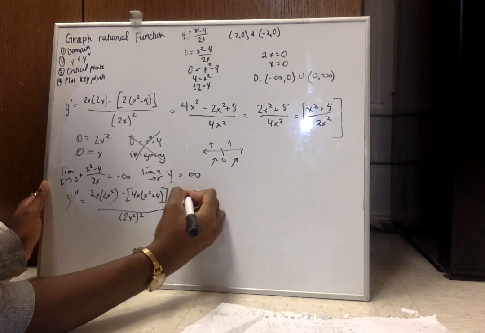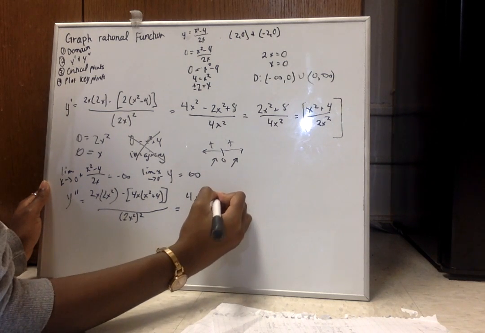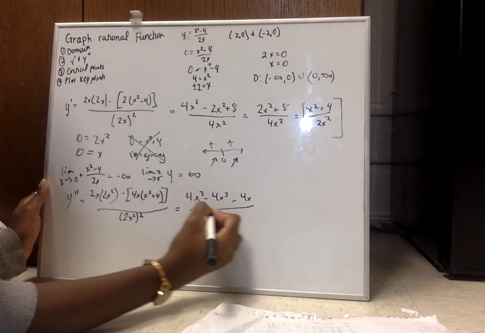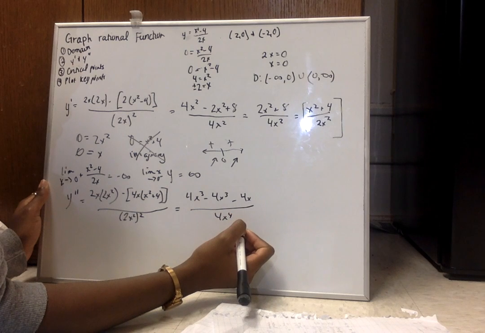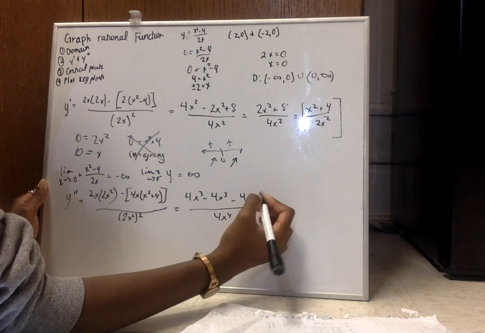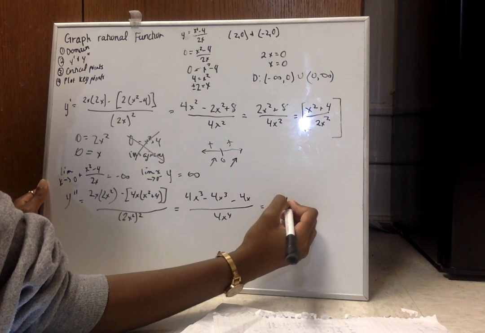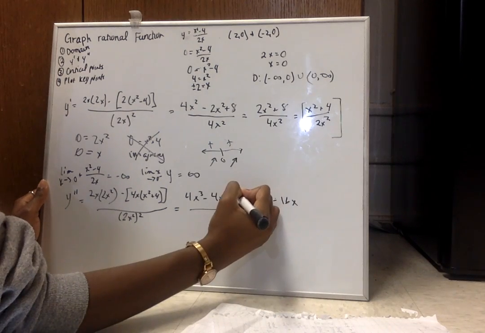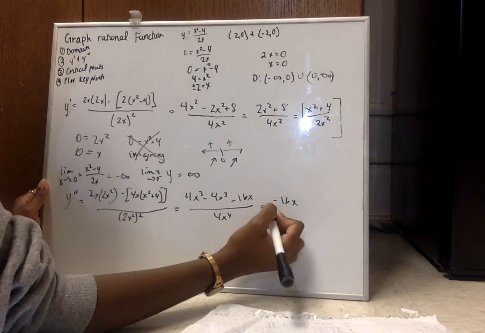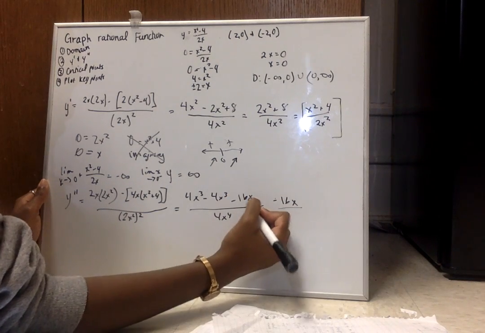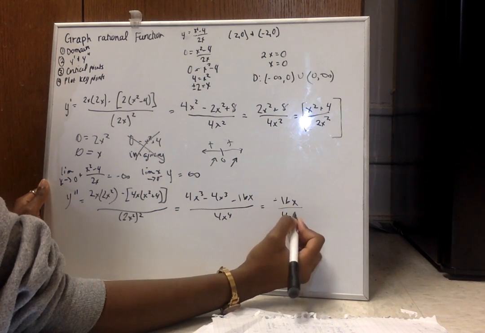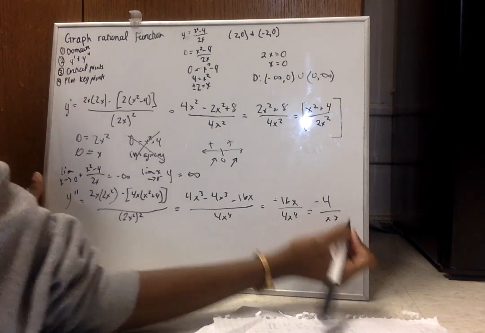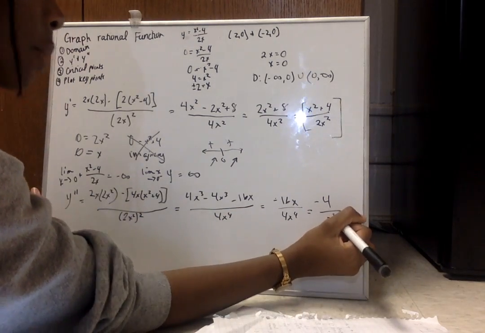So this becomes 4x cubed minus 4x cubed minus 16x over 4x to the 4th. I'm sorry, this was supposed to be negative 16x. I apologize. So the 4x cubes cancel out. So we're going to have negative 16x over 4x to the 4th, which is really equal to negative 4 over x cubed. So this is going to be our second derivative.